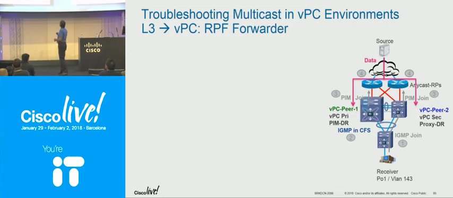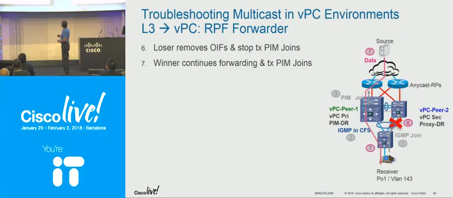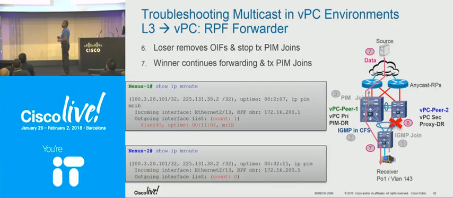Okay, so in this case, our peer 1, because of its role, has become active forwarder, and peer 2 has lost its election. So peer 2 will remove the SVI from its outgoing interface list. So when you execute show IP mroute for this SG, as you could see, switch 1, because it's the active forwarder, will have the outgoing interface list populated, whereas switch 2, because it's not the active forwarder, will have the outgoing interface list as count 0.